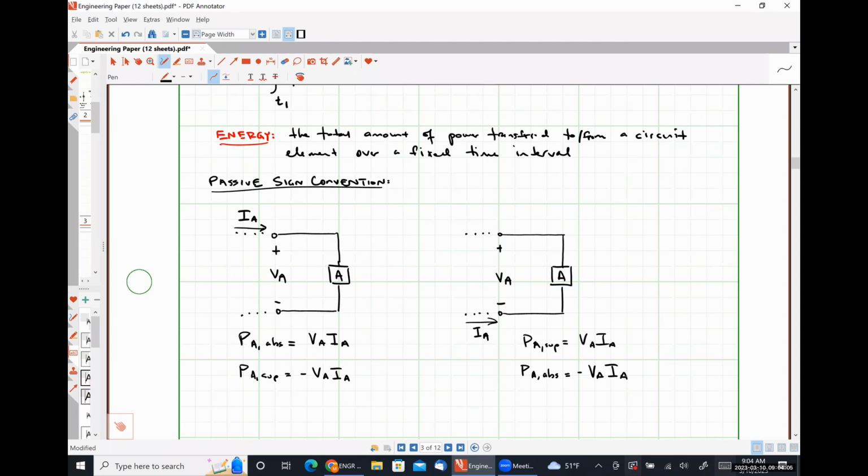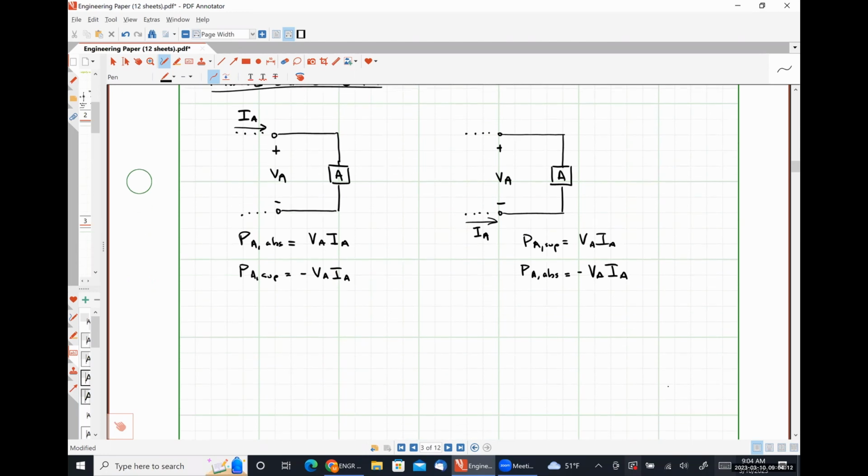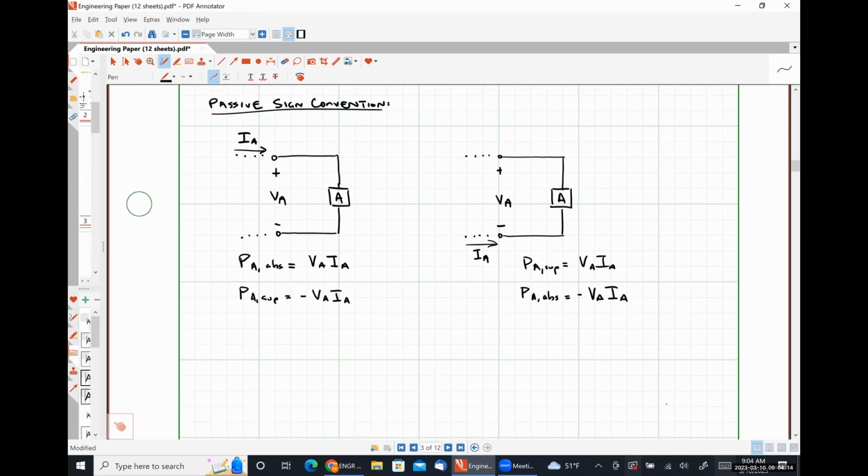All right, the last thing that I want to talk about is Tellegen's theorem. Tellegen's theorem simply states the sum of the powers in the circuit is 0. That's it. Okay.